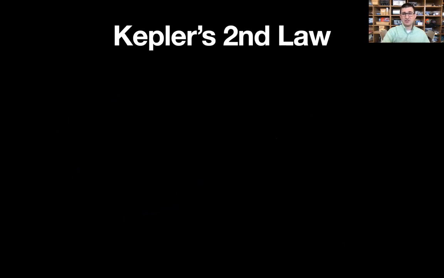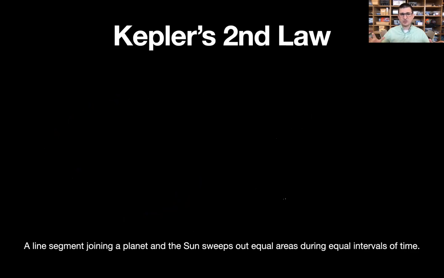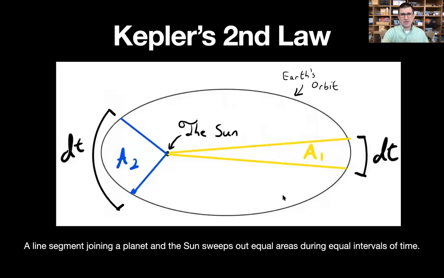Kepler's second law has to do with the areas swept out by the orbit of the planet. I'll read this to you: a line segment joining a planet and the sun sweeps out equal areas during equal intervals of time. Let's say this is 2 hours over here and 2 hours over here. If it goes from point A to B in 2 hours, we sweep out some area from the sun to the planet. Then over here, from point C to D, it's going to sweep out a new area. And what Kepler's second law says is that A1 equals A2.